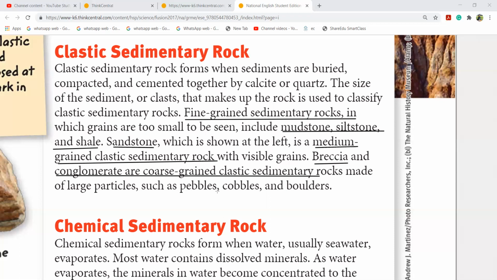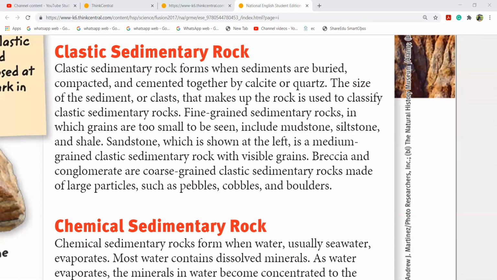Again, the clastic sedimentary examples are mudstone, siltstone, shale, and sandstone. Mudstone and siltstone are fine grain, sandstone is a little bit medium grain, and breccia and conglomerate are coarse grain. So all examples are again important. That's why I'm highlighting them. This comes under clastic sedimentary rock.